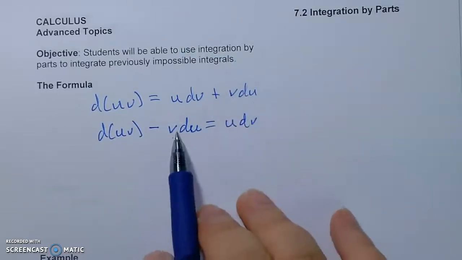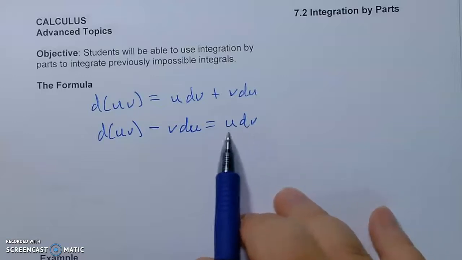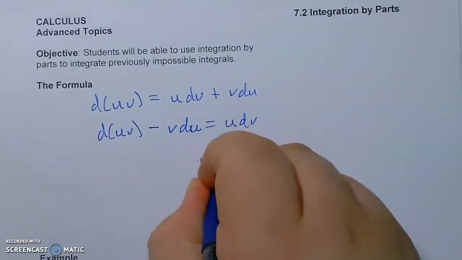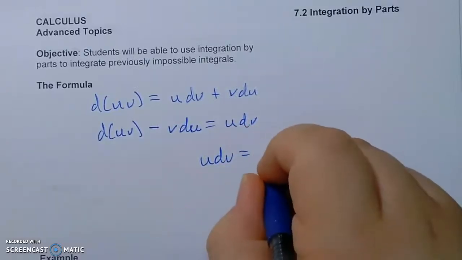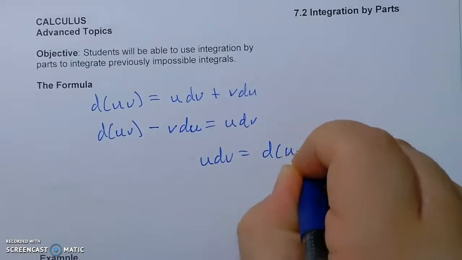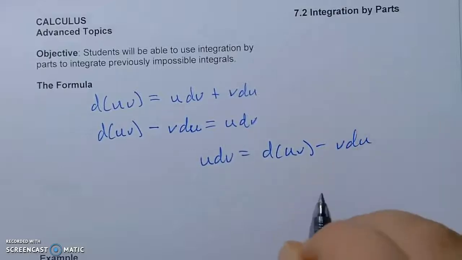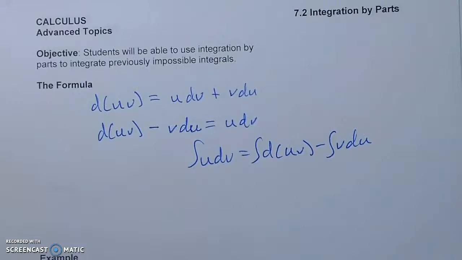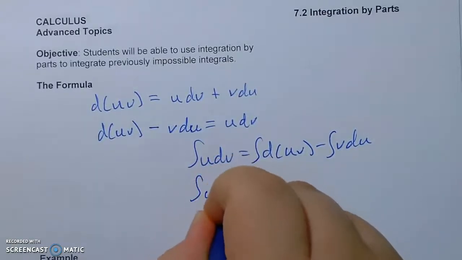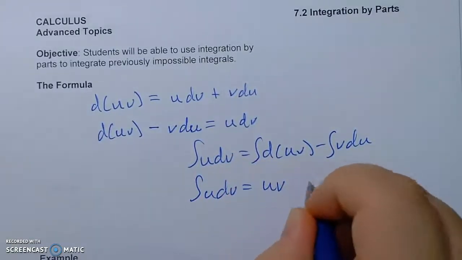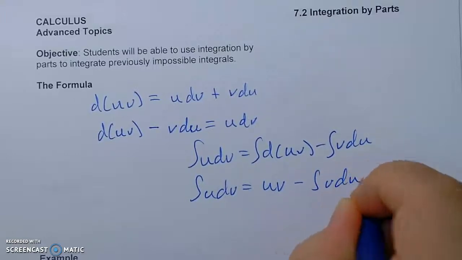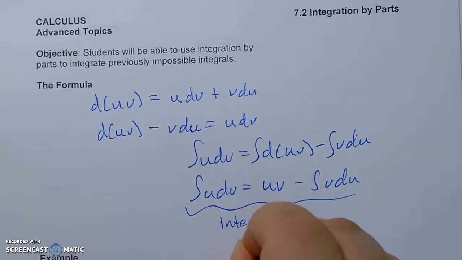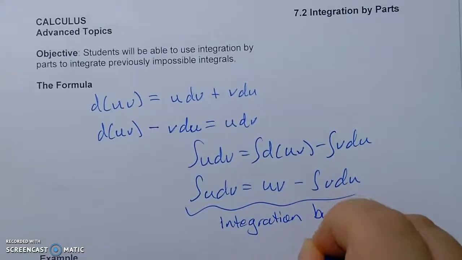If we subtract v du to the other side, we can solve for u dv. So I'm going to rewrite it as u dv equals the derivative of uv minus v du. If we integrate all three of these, then we get the integral of u dv equals uv minus the integral of v du. This is the formula for integration by parts.